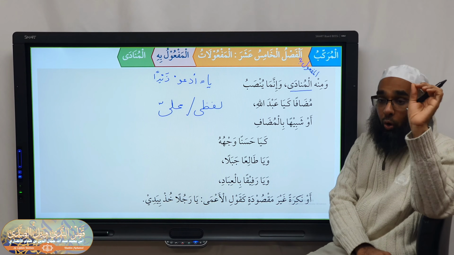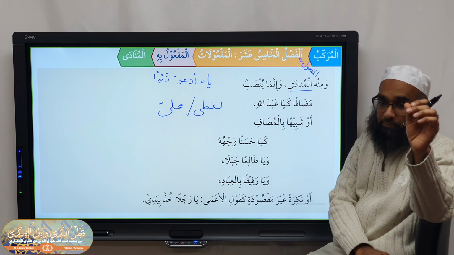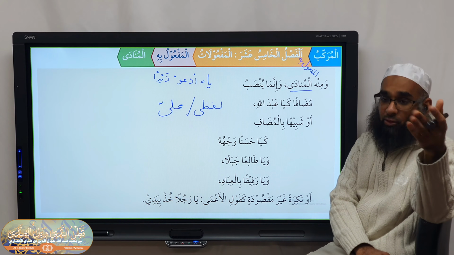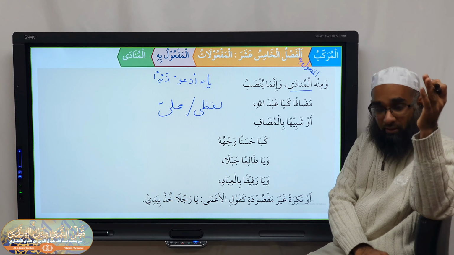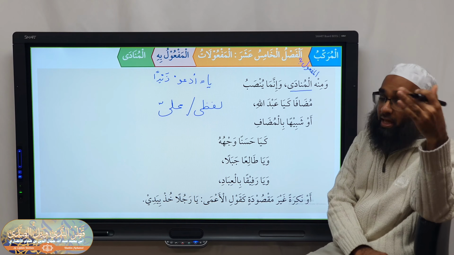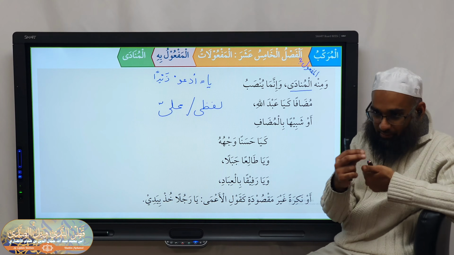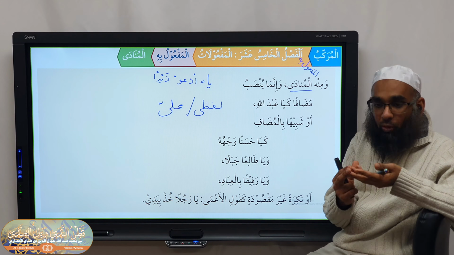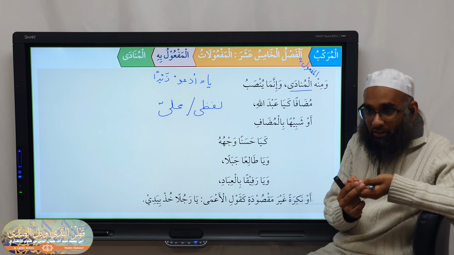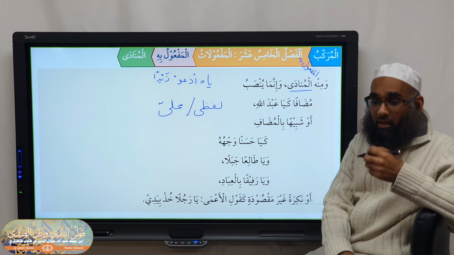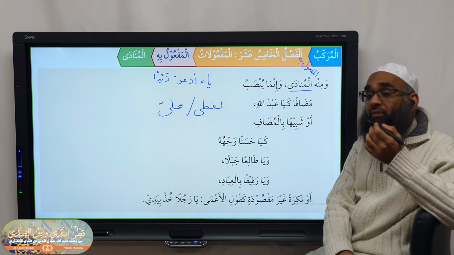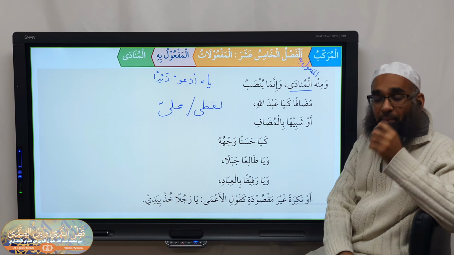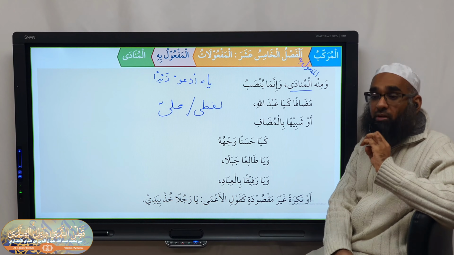But remember this rule: all nouns apart from the ismul fa'il, like hayhat or amin, must have an i'rab, because an ism is always going to be either fa'il, maf'ul bihi, mudaf ilayh, man'ut, or something. So all isms must have an i'rab. If it's mabni, it will not have i'rab lafzi, it will only have i'rab mahalli, but it must have an i'rab. It must be in a state of marfu', mansub, or majroor.